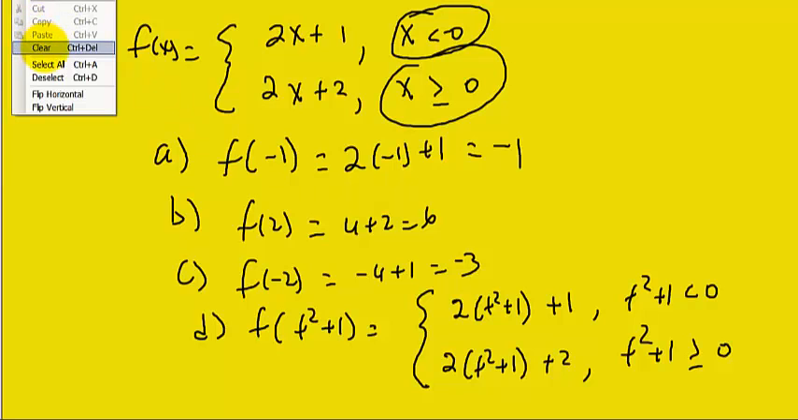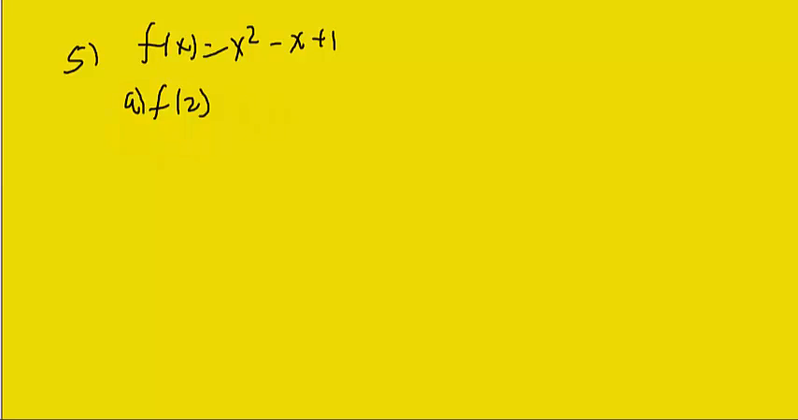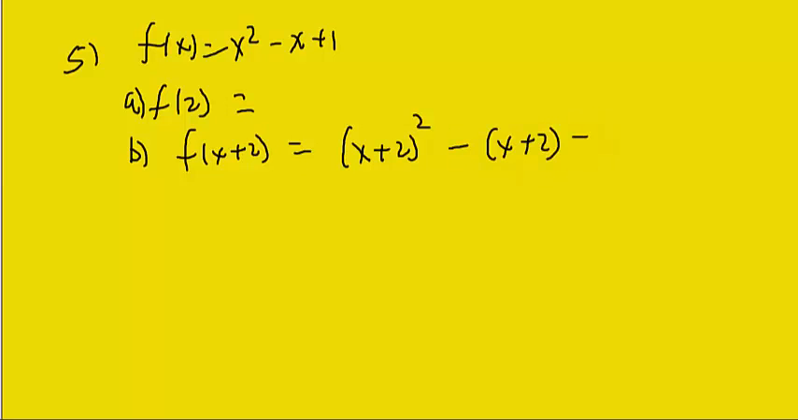Alright. Number 5. f of x is equal to x squared minus x plus 1. Okay, they want me to find f of 2. I'm not even going to insult your intelligence on this one. That's A. Not even going to do that. F of x plus 2. What are they asking us to do when they find f of x plus 2? Plug in x plus 2 every place you see an x. You do not have to simplify. You can leave it right there.